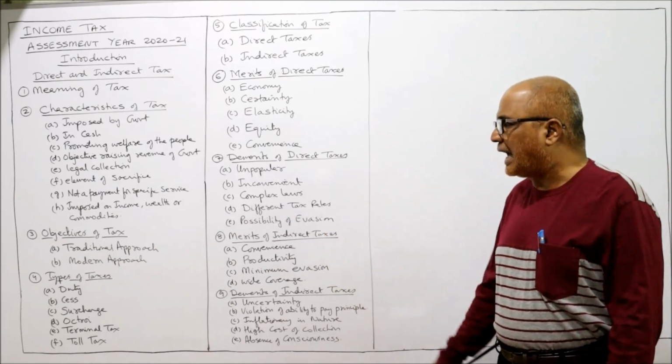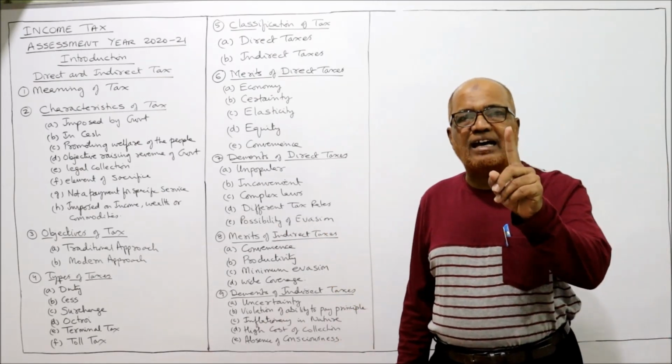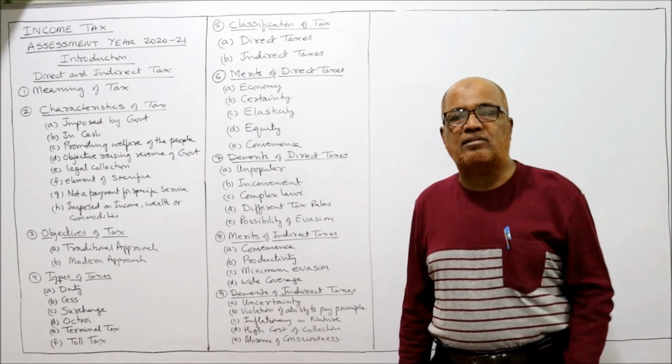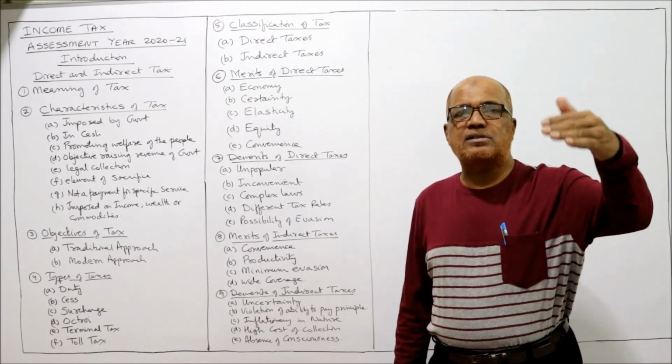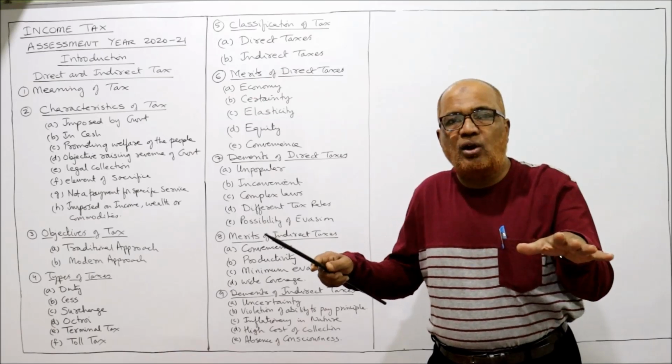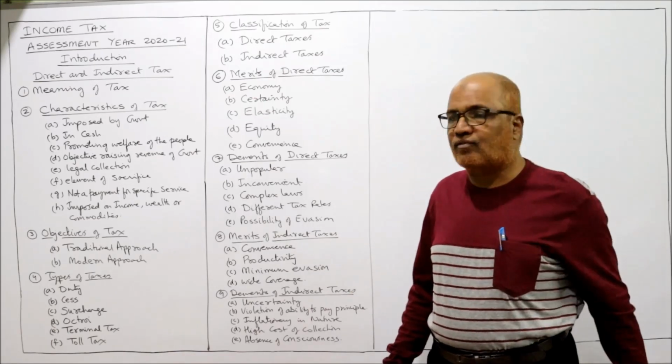Next one, different tax rates. We don't have a single tax rate. We have a progressive tax rate: 10%, 20%, 30%. So different categories of people will be applied different rates of tax.